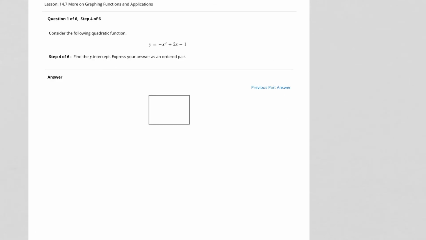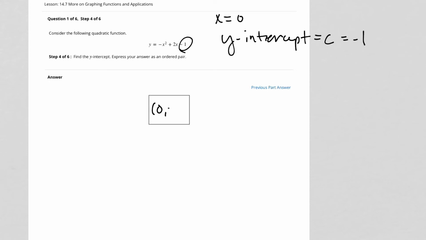Step 4 of 6, find the y-intercept. Express your answer as an ordered pair. With our y-intercept, our x value is equal to 0. And when we have an equation that is in standard form for a quadratic, the y-intercept is the same thing as your c value. So in this case, that is negative 1. As an ordered pair, that looks like (0, negative 1).